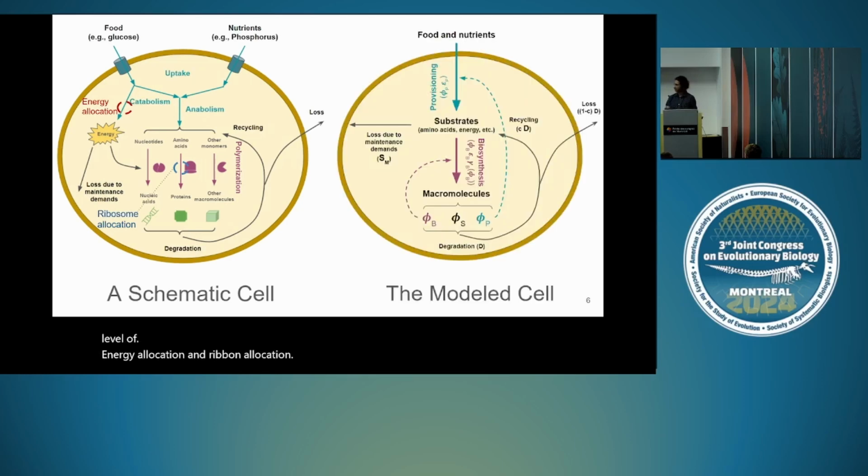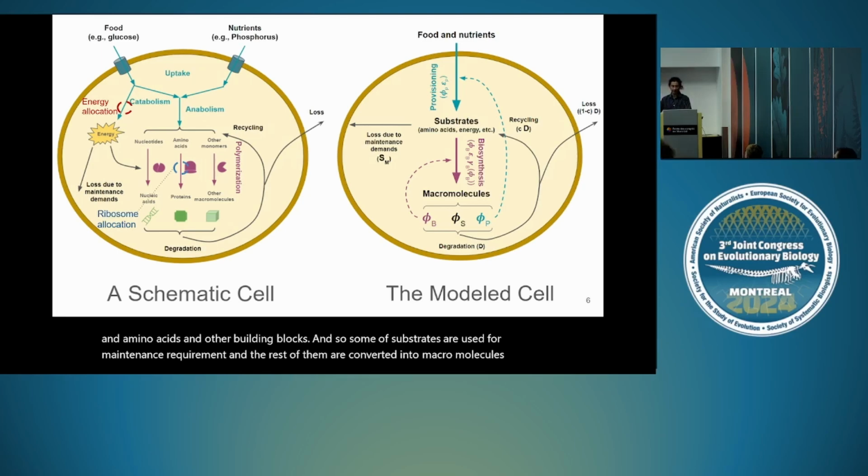To do that, first I simplified things a bit. I grouped all of the reactions in uptake, catabolism, and anabolism into a single reaction, which I call provisioning, and that converts food and nutrients into substrates, which are basically energy and amino acids and other building blocks. Some of the substrates are used for maintenance requirements, and the rest of them are converted into macromolecules by this second reaction called biosynthesis. Then macromolecules are degraded as before, and some of the substrates are recycled and some of them are lost.